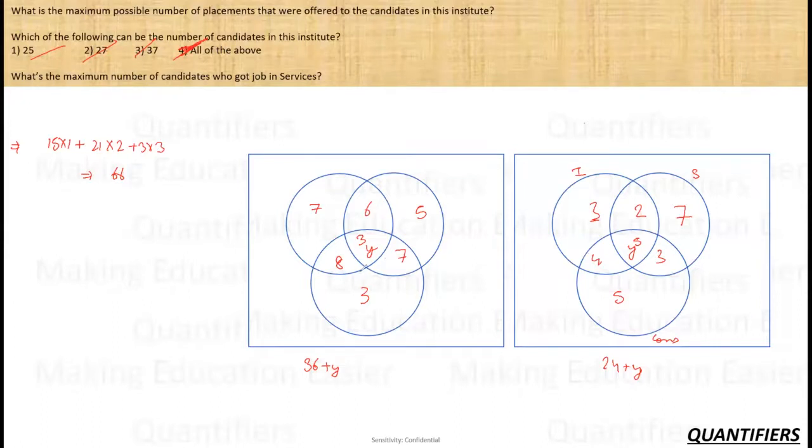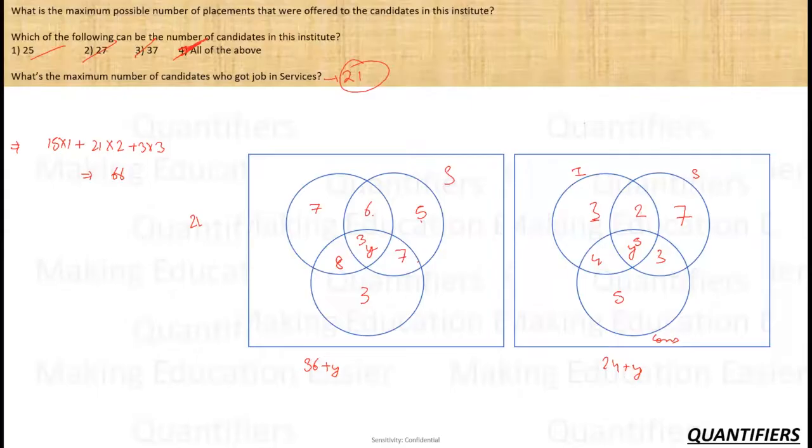What is the maximum number of candidates who got a job in services? This was services. Maximum number of people who got a job in services: 5, 6, 11, 3, 14, and 7, 21. 21 in this case. 7 to 9, 5, 14, 3, 17 in this case. So the answer would be 21. People who got a job in services is at most 21.